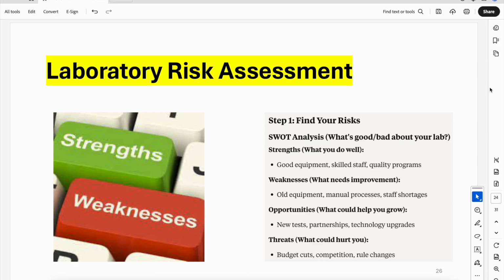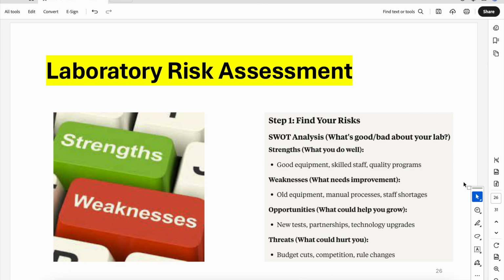Strength, what you do well, means good equipment that's well maintained, skilled and experienced staff, strong quality control programs, and good relationship with clinicians. Weakness, what needs improvement, aging equipment approaching end of useful life, manual processes that could be automated, staff shortages in critical areas, and limited financial reserves.